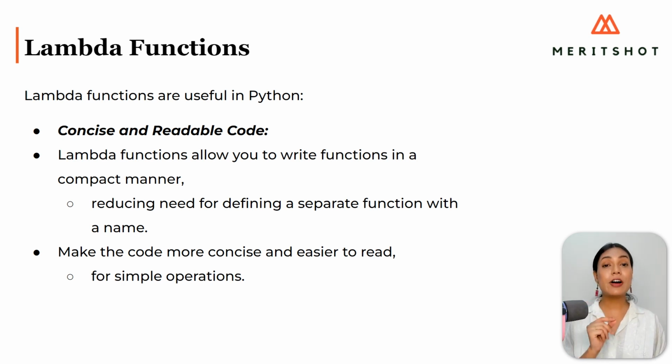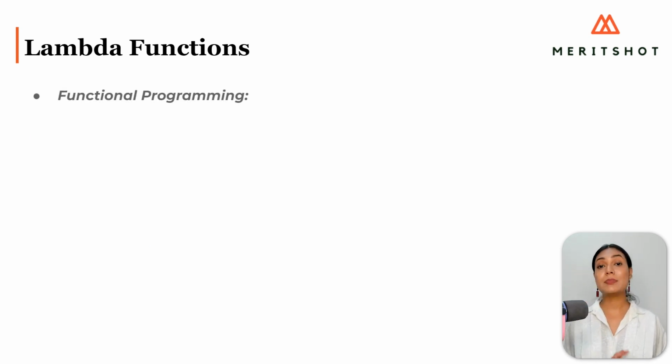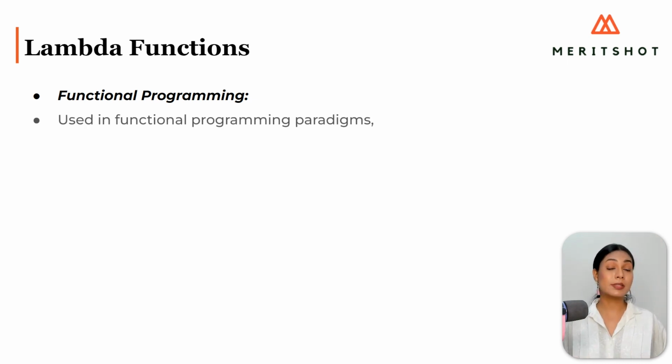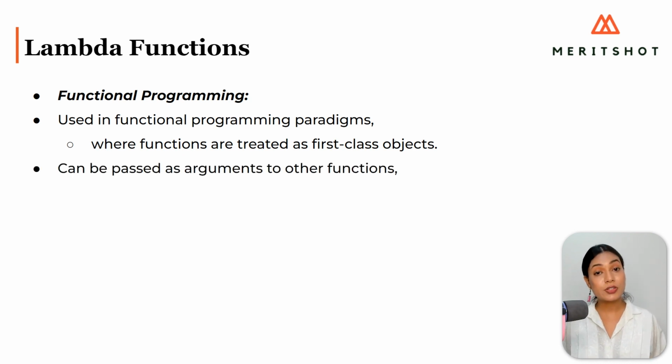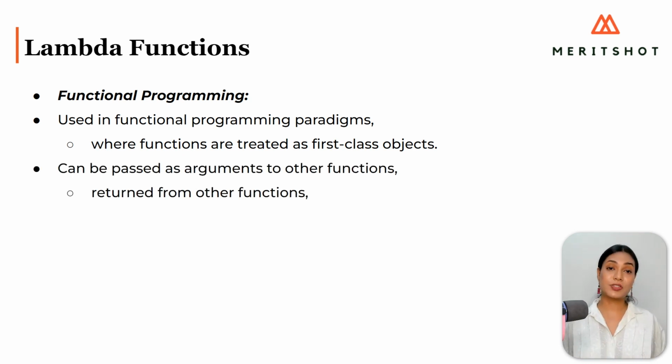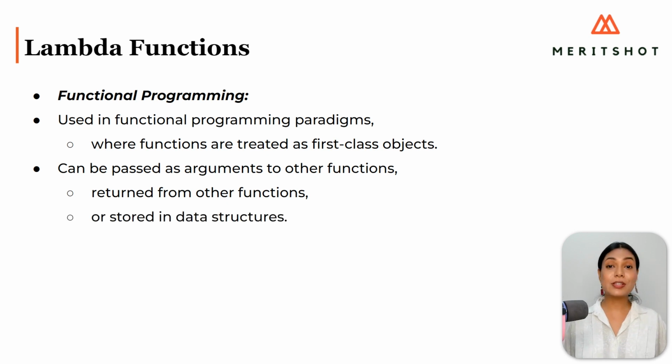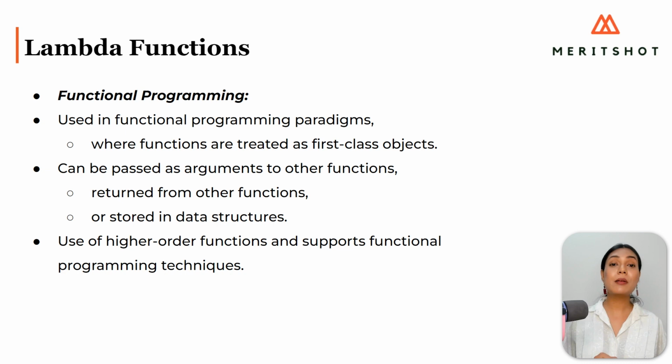Number two, functional programming. Lambda functions are commonly used in functional programming paradigms, where functions are treated as first-class objects. They can be passed as arguments to other functions, returned from other functions, or stored in data structures. This enables the use of higher-order functions and supports functional programming techniques.